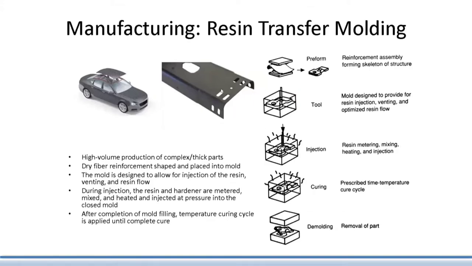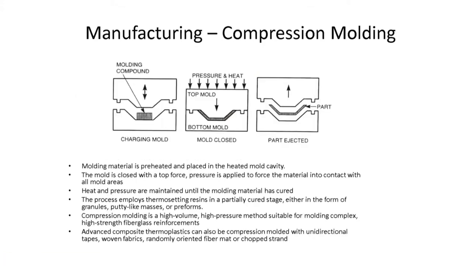This is used a lot in automotive, high volume production where you're going to see complex thick parts. Dry fiber reinforcement is placed into the mold. The mold is designed to allow for the injection of that resin. During injection, the resin and hardener are metered, mixed, heated, and injected at pressure into a closed mold. After completion of the mold filling, the temperature cure cycle is completed. You have the part done, and now all you have to do is demold it. I won't go into more detail other than saying resin transfer molding is great for high volume production.